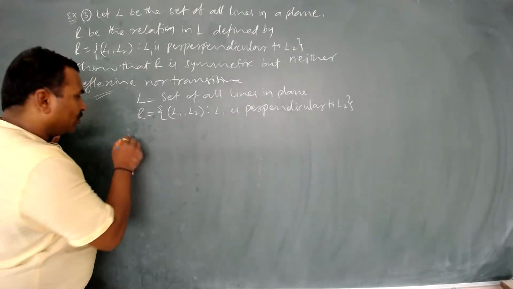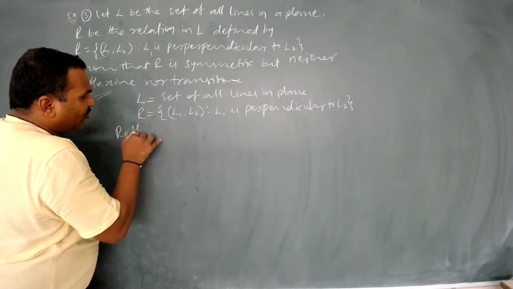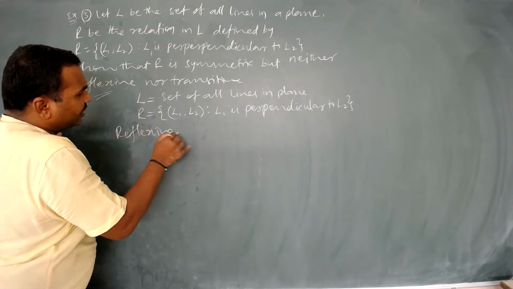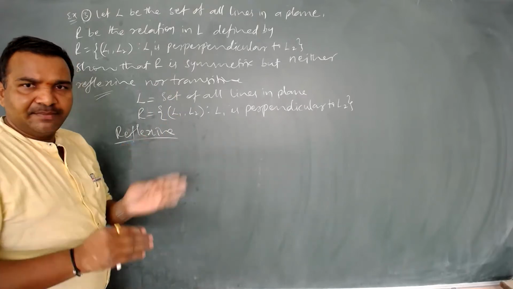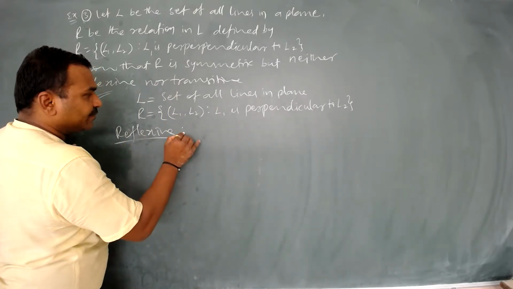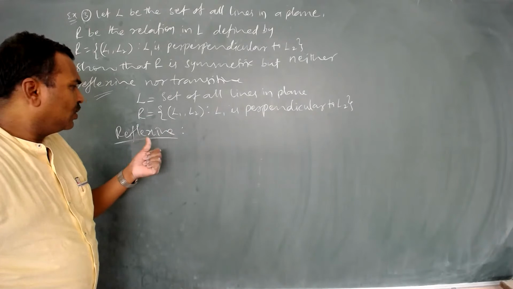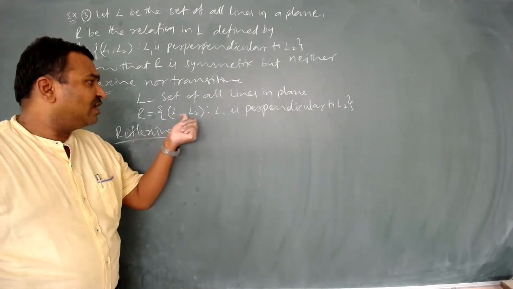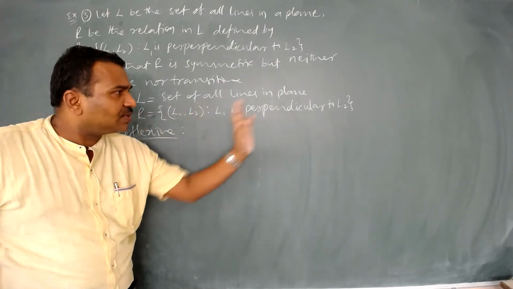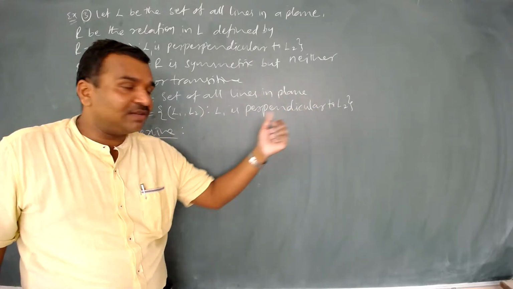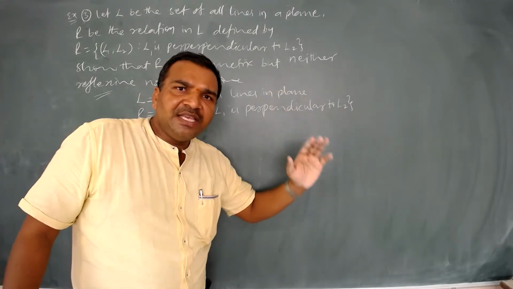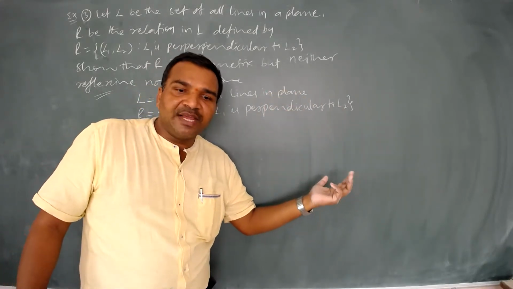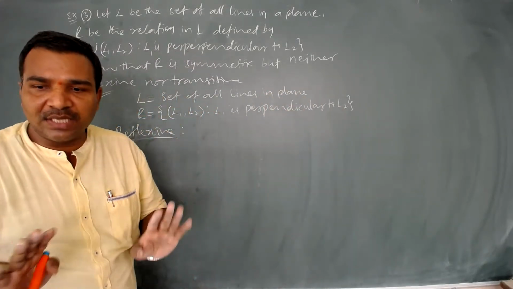Okay? Now, go for reflexive. What we have to prove? It is not reflexive, not transitive, but it is symmetric. So check it. Simply we can follow. First of all, reflexive means what? L1 belongs to R. Just substitute L1 in place of L2. What will happen? L1 is perpendicular to L1. A line is perpendicular to the same line. Is it possible? No, it is not possible.